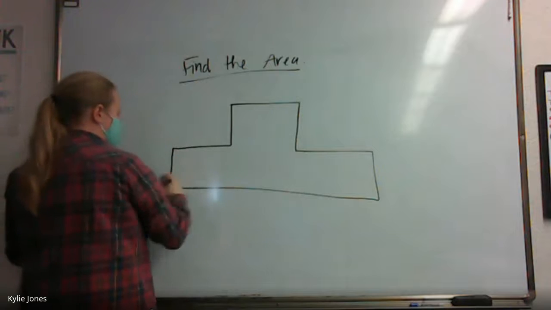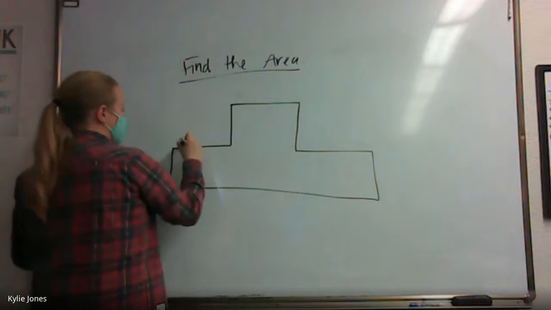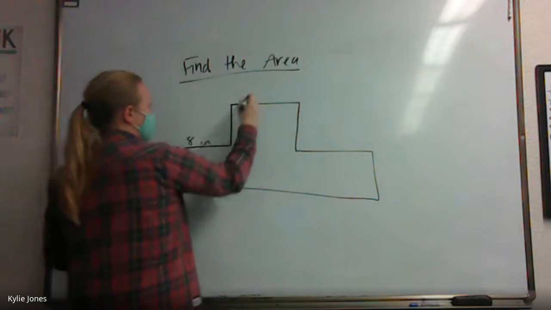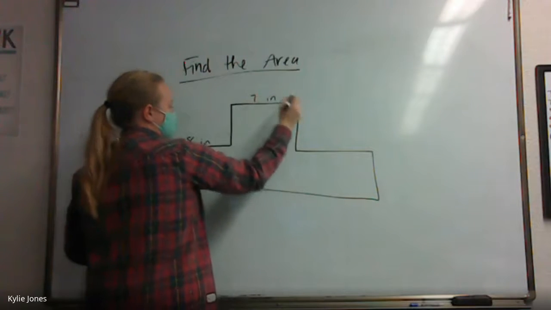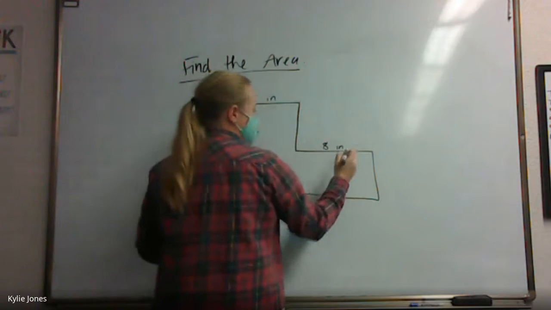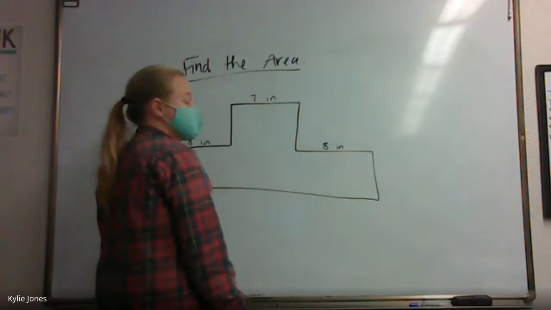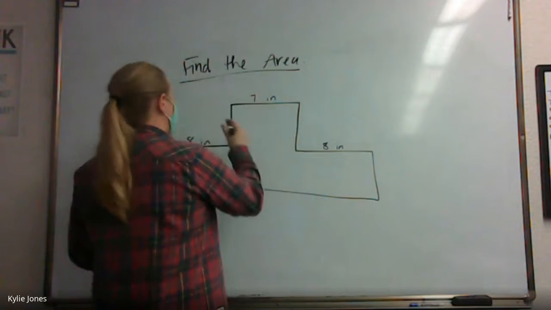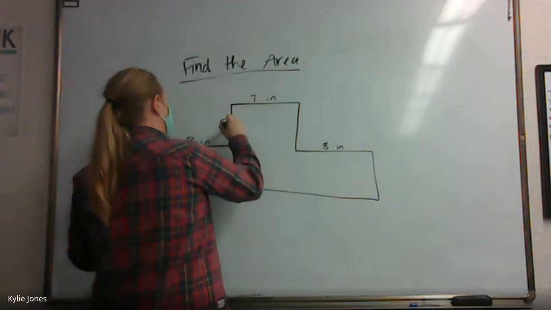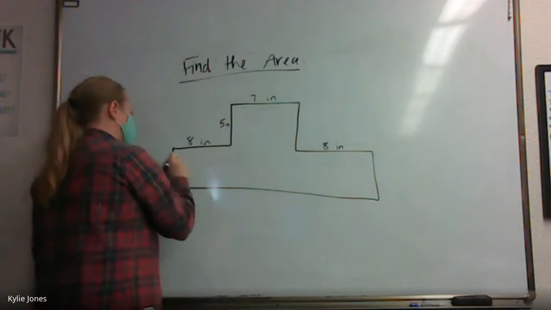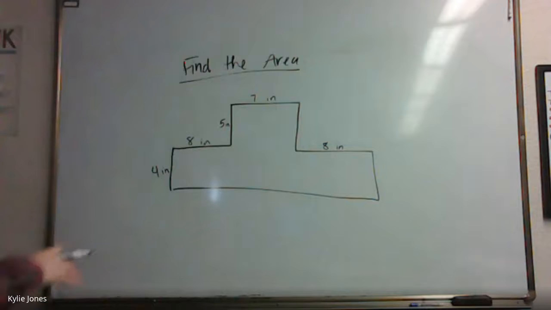Let's do 8 inches. Is there a way you could do 7 inches? Yep. 8 inches, 7 inches. Let's say this is 5 inches, and over here is 4 inches. So that is all the information you need to find the area of this shape. I don't really know what it is. I just kind of drew it.